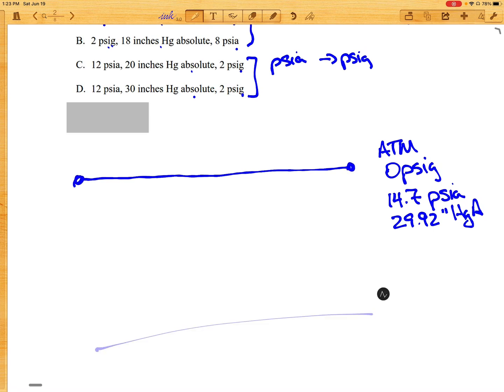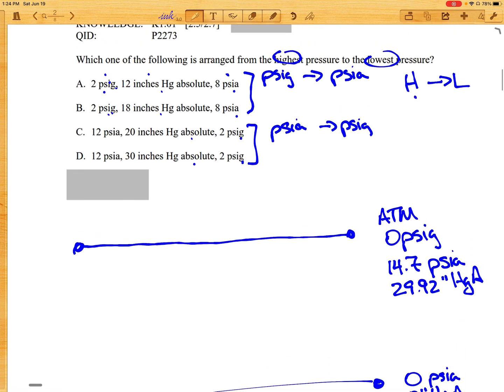Now, less than atmosphere, it's going to be 0 PSIA, 0 inches of mercury absolute, minus 14.7 PSIG. Now, are we going from lowest to highest or highest to lowest? Look at that again. Highest to lowest. Highest pressure to lowest pressure.